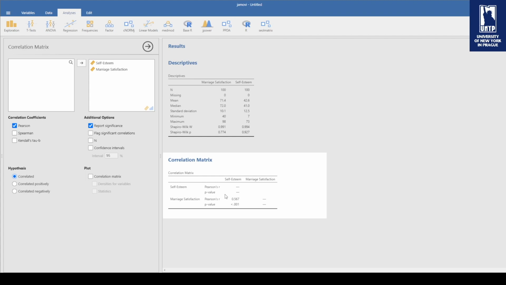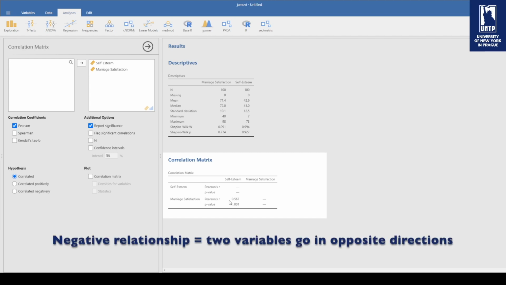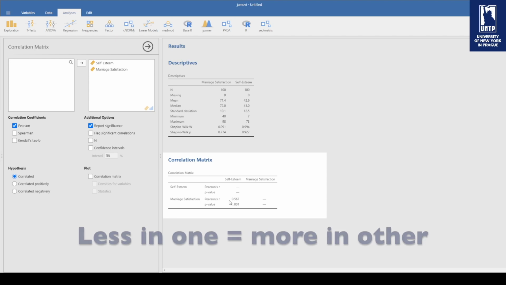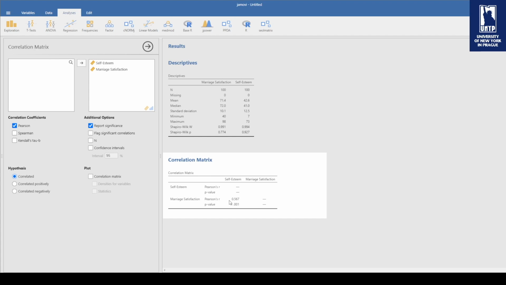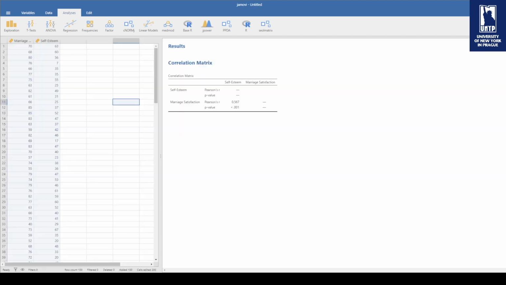And what if this correlation were negative, meaning that instead of 0.567 it would be minus 0.567? In that case, as you probably guessed, it would mean the opposite, meaning that the two variables are going in opposite directions, meaning the less self-esteem I have, the more I will be satisfied in my marriage. Well, that would be an interesting finding for a psychologist.